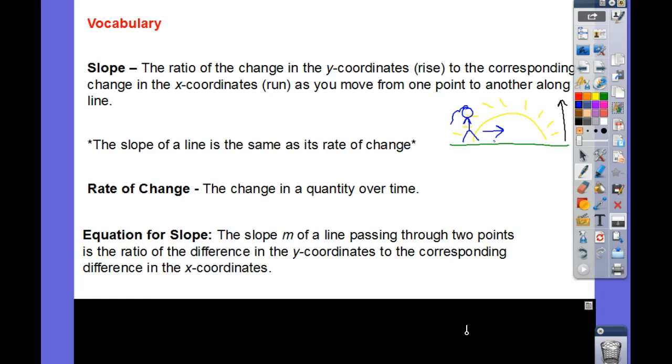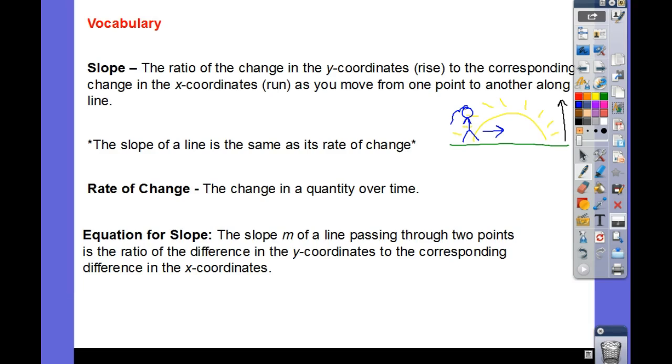We know slope to be represented by the letter M. I honestly have no idea why it's the letter M. I've never found that out, but we know that slope is represented by the letter M of a line passing through 2 points. It's the ratio of the difference in the y's to the x's. So again, when you see your formula, it's M equals change in y over change in x. That's what the triangle symbol means. Change.